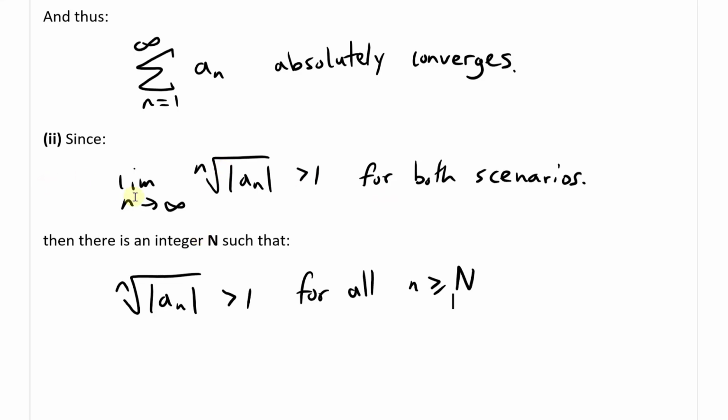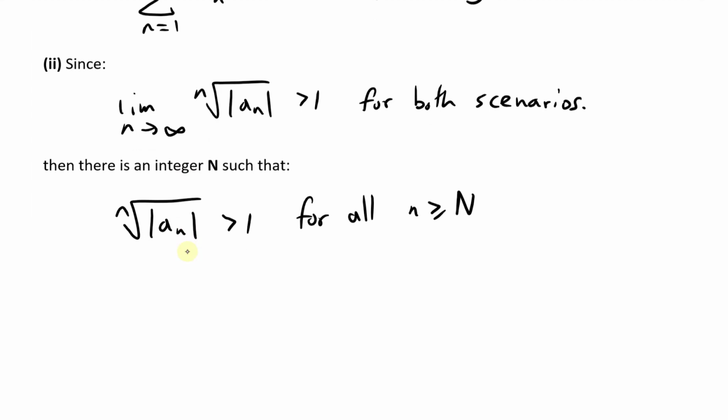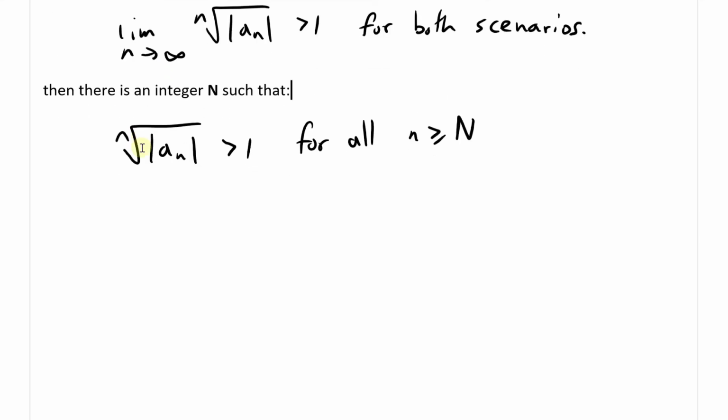And the reason is that this is the limit as n approaches infinity. So at some point we're going to have a specific capital N, where for n greater than that, the nth root of the absolute value of a_n is always going to be greater than 1. So when we're dealing with limits, or n approaching infinity, the number of terms is infinite, so we always need to write it like this.